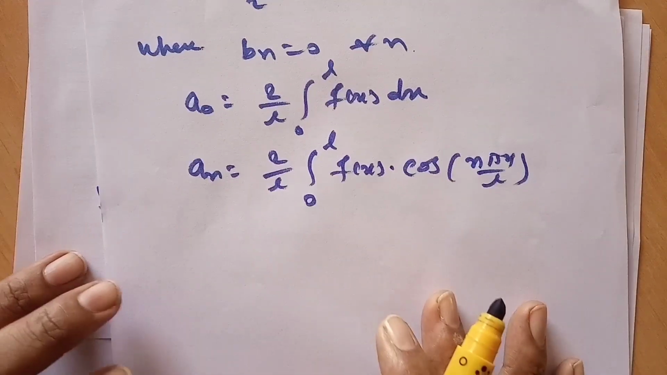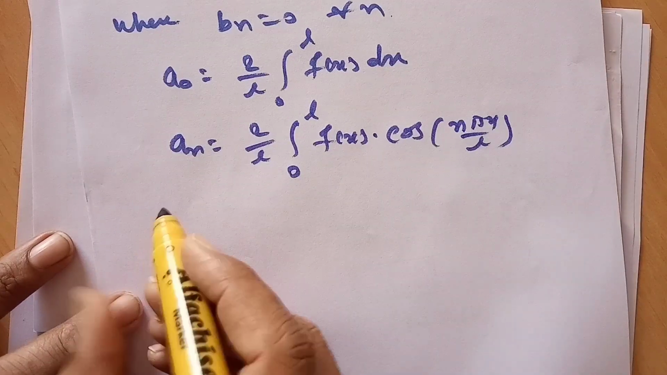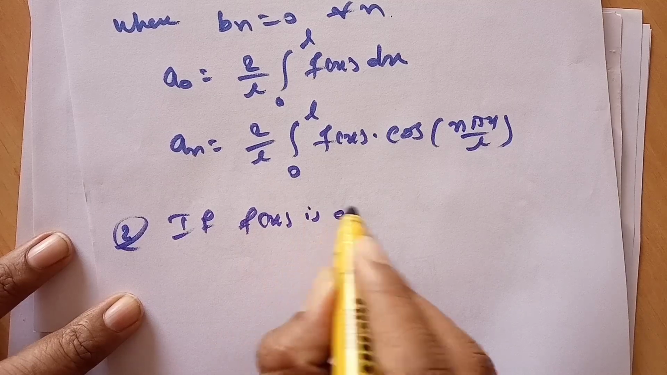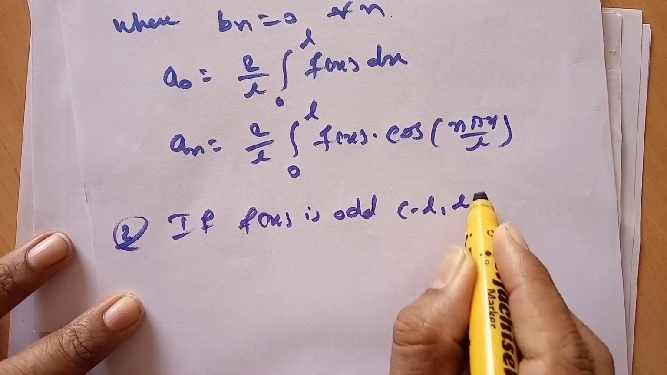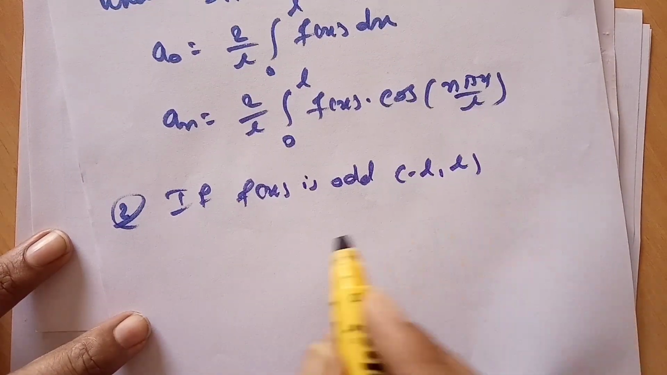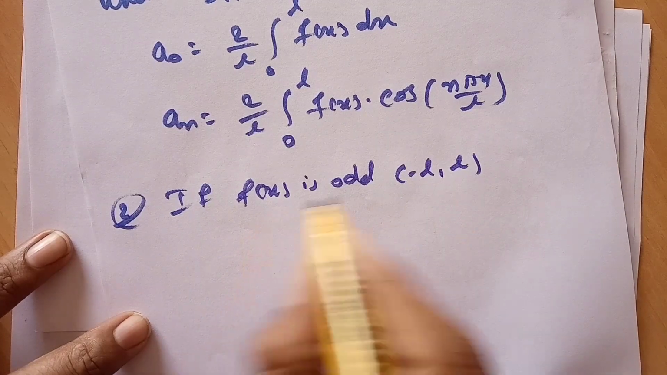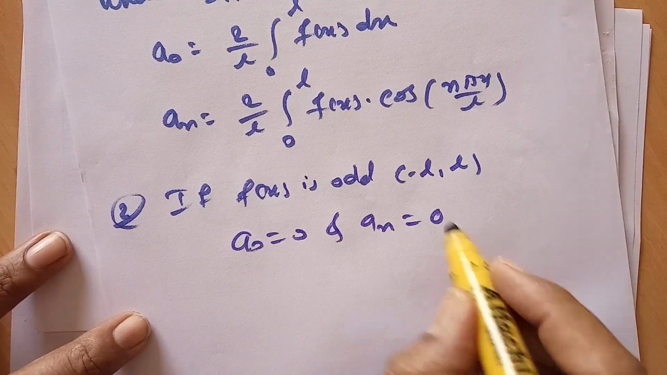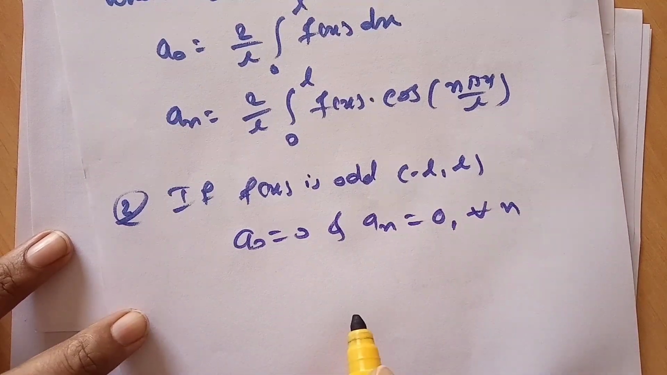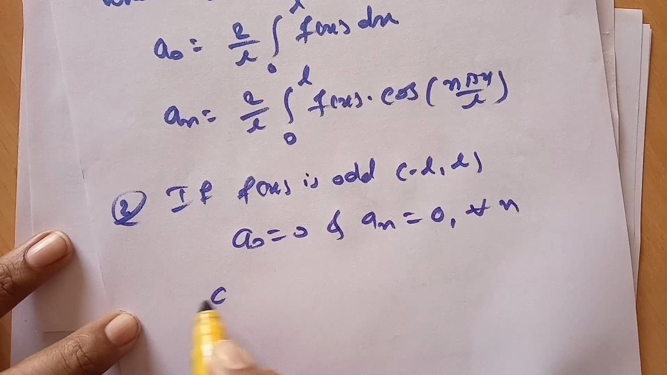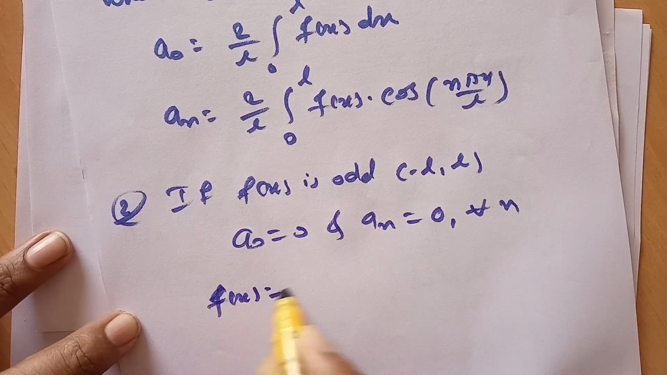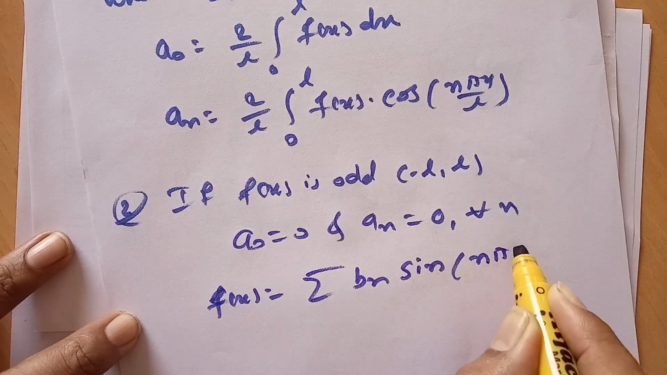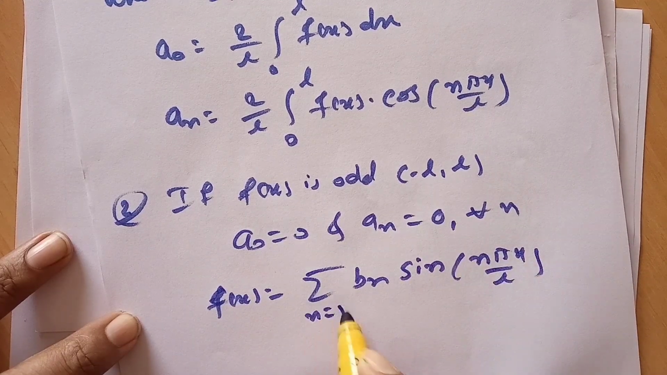In a similar way I can write here, if f of x is odd in the interval minus L to plus L with period 2L, then a0 equals 0 and an equals 0 for all n. Then our Fourier series is only the summation of bn into sine of n pi x divided by L, n equal to 1 to infinity.